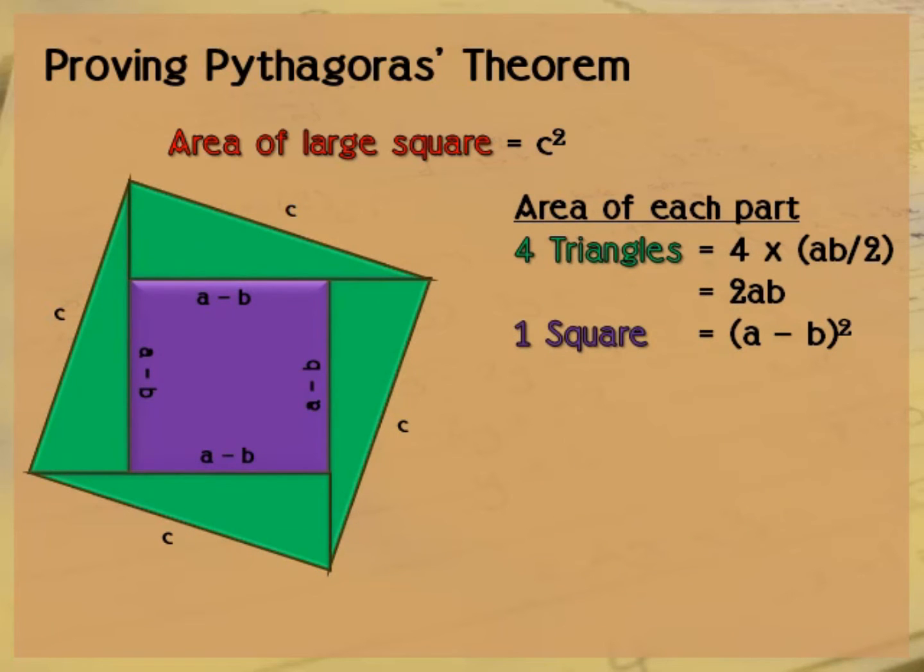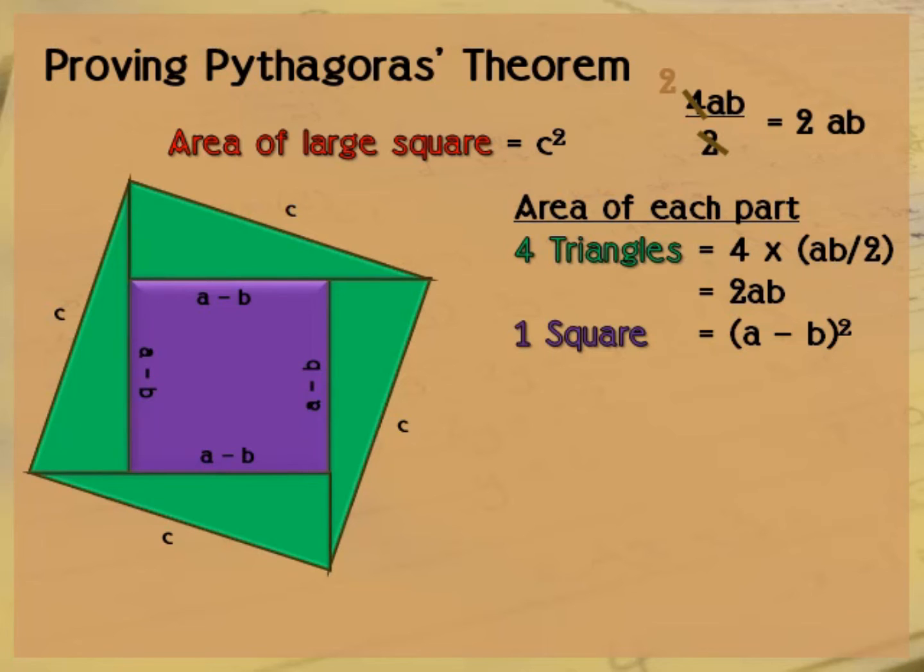Then we look at the area of each part, and we have 4 triangles, and each triangle has an area of a times b over 2, as we saw. With 4 of those means we end up with an area of 2ab. And that works because if we have 4 times ab over 2, which is the same as the area of the 4 triangles, then we can cancel the 2 and the 4, and that leaves us with 2ab.